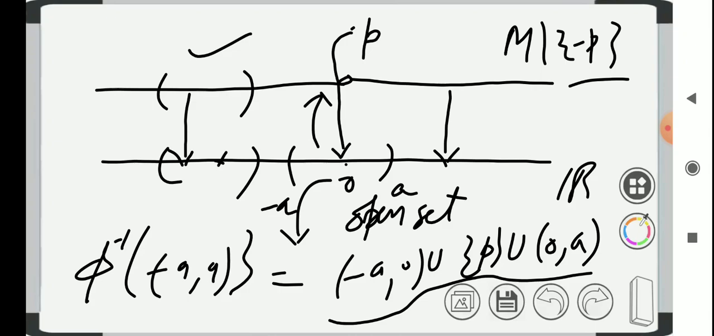Therefore only two types of intervals are possible here. All the other intervals will look the same. This is an interval and this is an interval. Their corresponding images will be the same here. Therefore they are open as well. Therefore phi is a continuous mapping. Now we have to prove that phi inverse is also continuous.